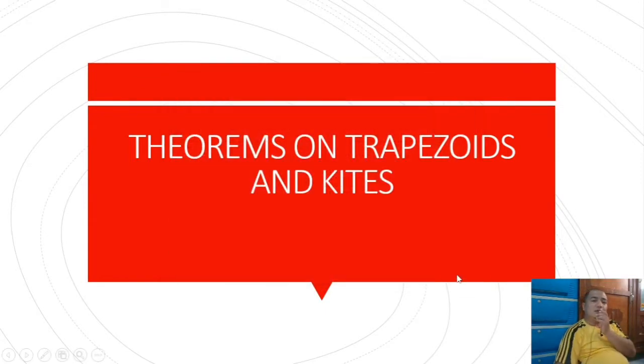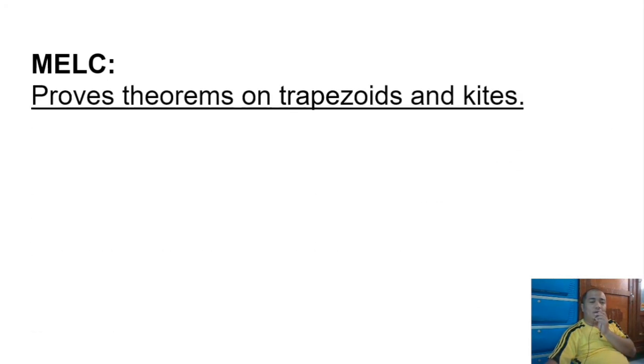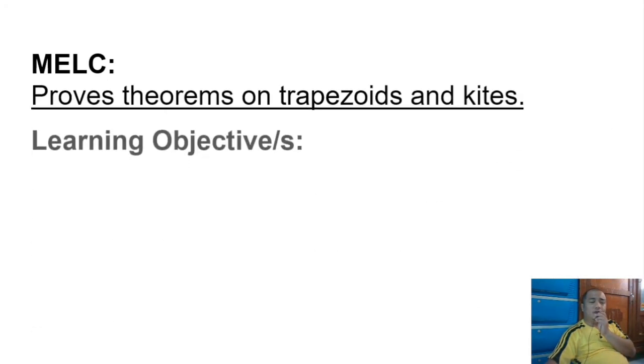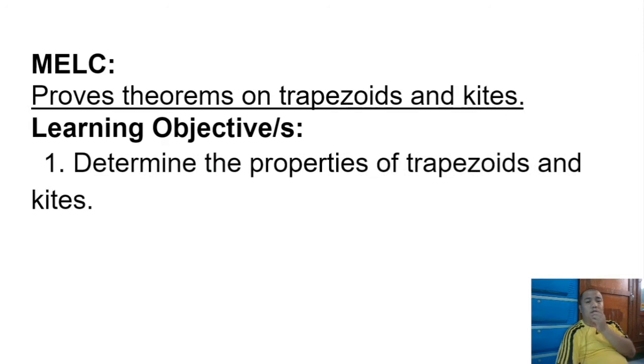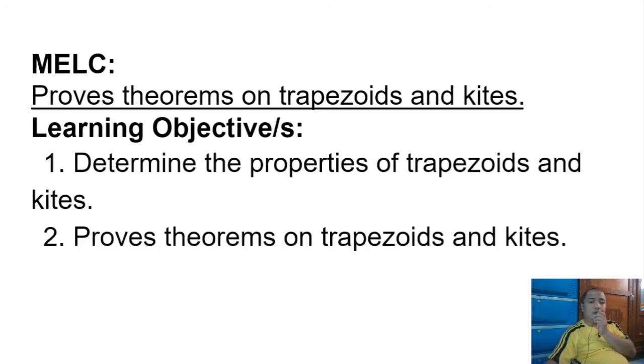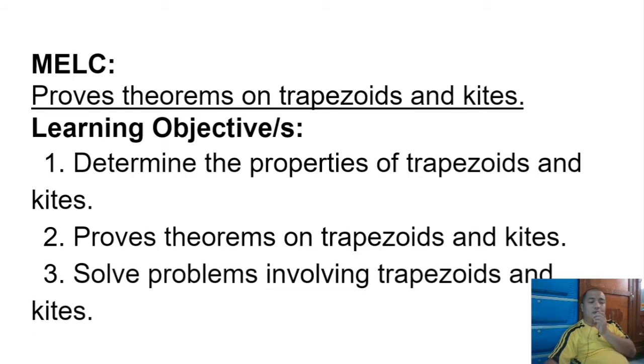Hello grade 9 students. Today we're going to discuss a new topic which is all about the theorems on trapezoids and kites. Mel proves theorems on trapezoids and kites, and for the learning objectives we have: number 1, determine the properties of trapezoids and kites, proves theorems on trapezoids and kites, and solves problems involving trapezoids and kites.